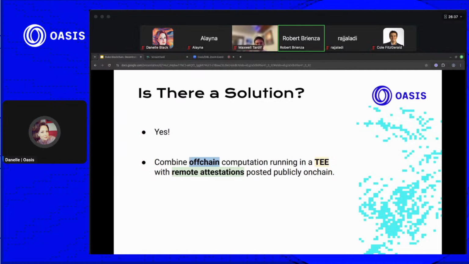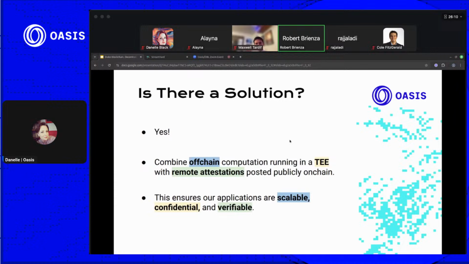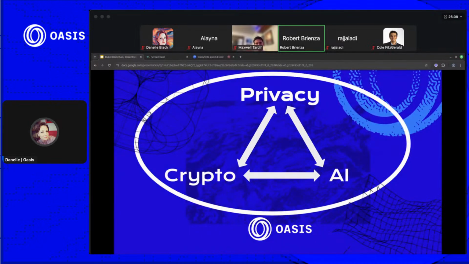And then if we post that publicly on-chain, we can get scalability, we can get confidentiality, and we can get verifiability. And I color-coded this just to make it a little clearer what aspects are giving you what features. So if it's off-chain, it's more scalable. If it's TEE, it gives you confidentiality. And TEEs themselves use remote attestations, which is what makes them able to be verifiable in their computation. And so this is the way we can unify these three concepts of privacy, crypto, and AI.